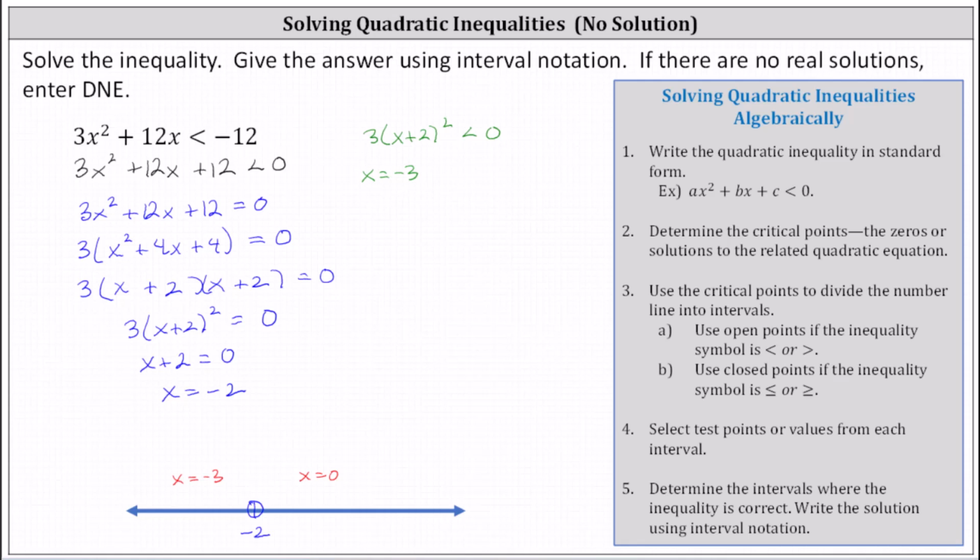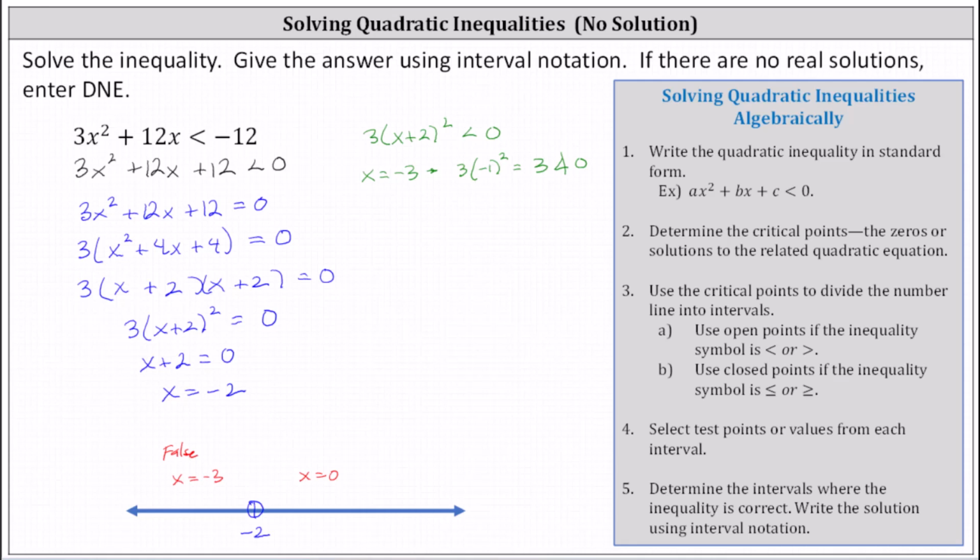We really only care about the sign of the left side because we're comparing to 0, but I'm going to go ahead and calculate the exact value on the left. When x is negative 3, we have 3 times the square of negative 3 plus 2, which is the square of negative 1, which is equal to 3. And 3 less than 0 is false. 3 is not less than 0. We mark the left side as false.